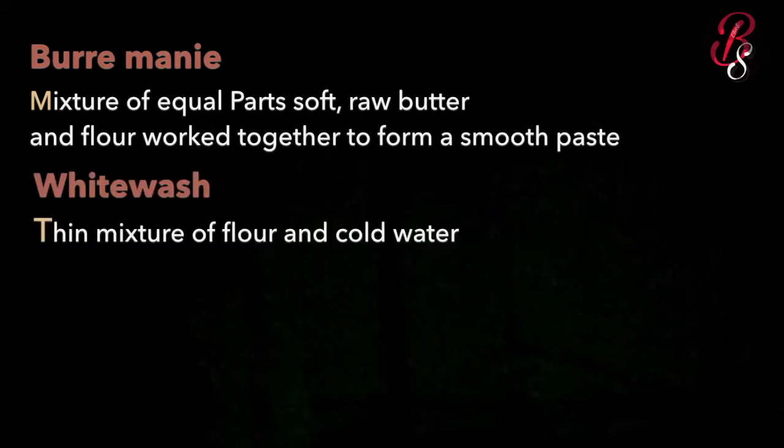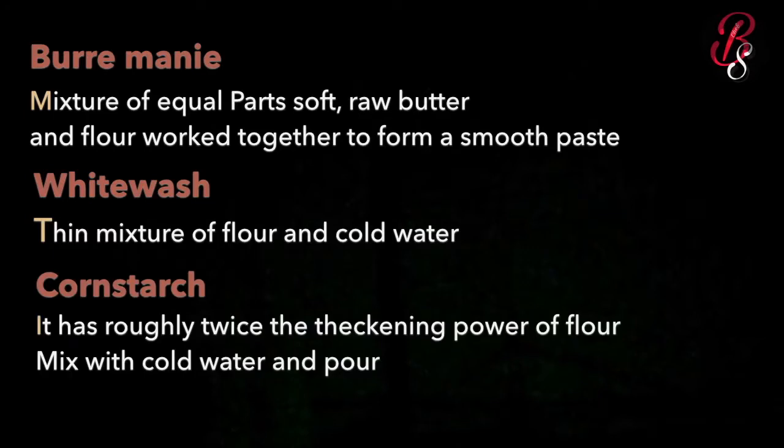Whitewash, a thin mixture of flour and cold water, was simply brushed on, right? Cornstarch has roughly twice the thickening power of flour. Mix it with cold water and pour it in. Exactly, that's the slurry. What we make with cold water and cornstarch, we mix it well and add to the sauce as a thickener.